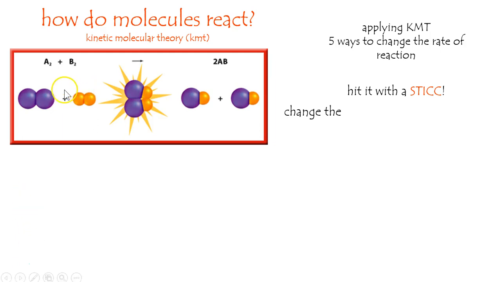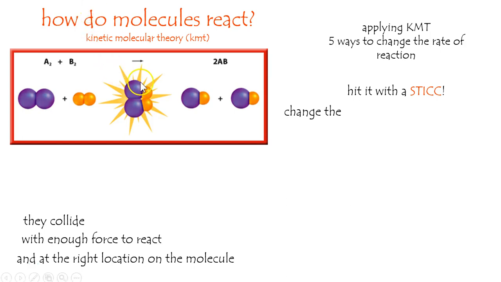If two substances are to react, those molecules need to collide. They need to collide with enough force so that we have a chemical reaction. And they need to hit in the correct area, in this case, side by side, the right location on the molecule. When we do this, we end up with reactants turning into something that's halfway in between and then products.